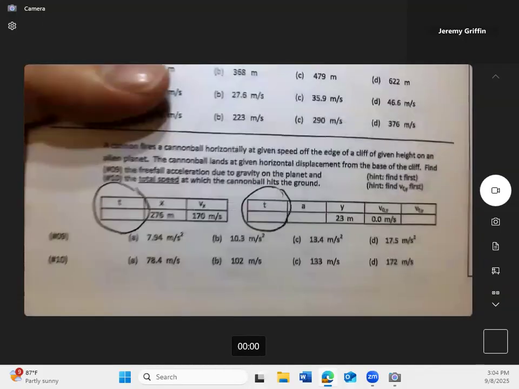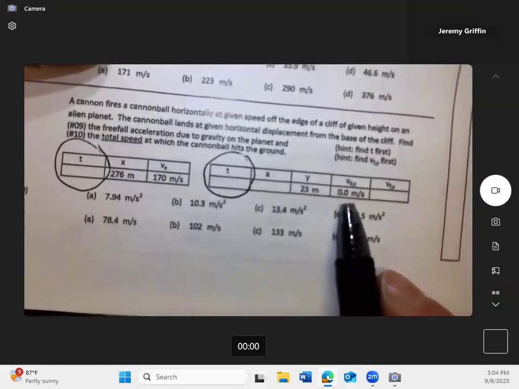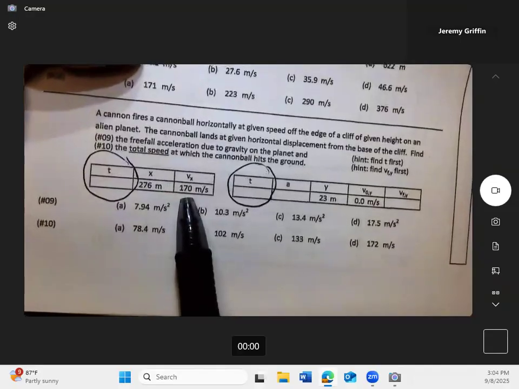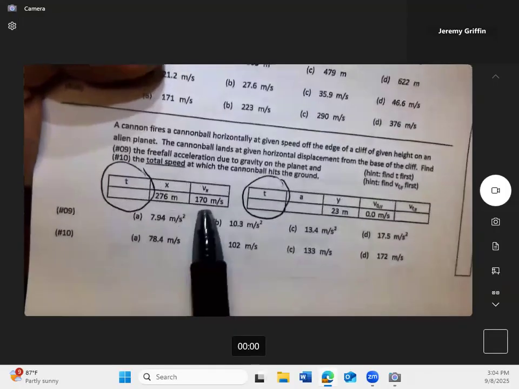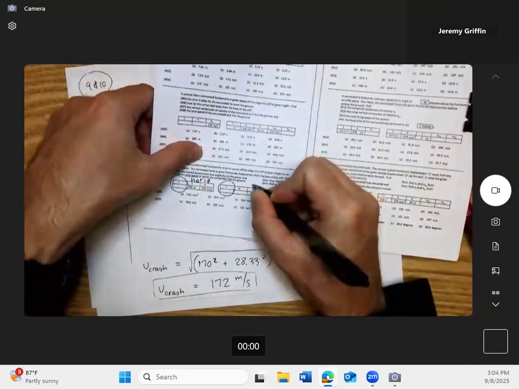Okay, so while we're looking at this, here's the roadmap we did. I told you the height of the cliff. I told you that you aim the cannon straight horizontal, which makes v naught y 0. I told you how fast the cannon blasts horizontally, and how far away the ball lands from the base of the cliff. So we started with this horizontal information over here. I'll label this horizontal. I'll label this vertical.